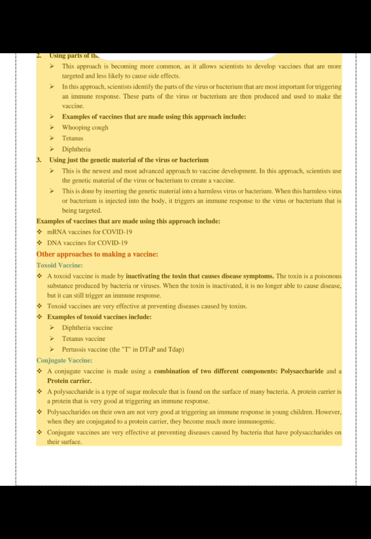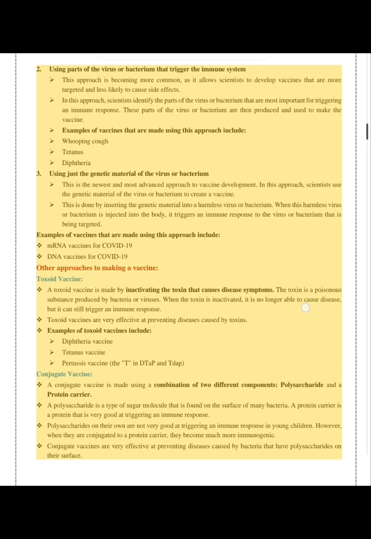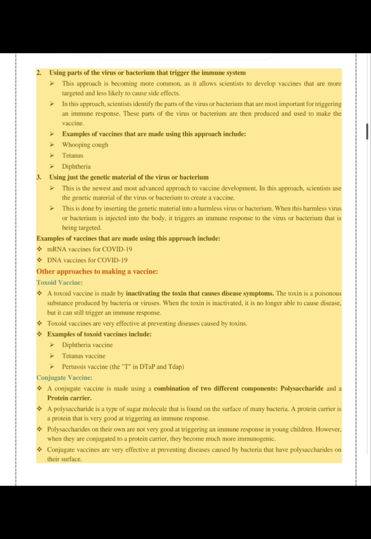3. Using just the genetic material of the virus or bacterium. This is the newest and most advanced approach to vaccine development. In this approach, scientists use the genetic material of the virus or bacterium to create a vaccine. This is done by inserting the genetic material into a harmless virus or bacterium. When this harmless virus or bacterium is injected into the body, it triggers an immune response to the virus or bacterium that is being targeted. Examples of vaccines that are made using this approach include mRNA vaccines for COVID-19, DNA vaccines for COVID-19.